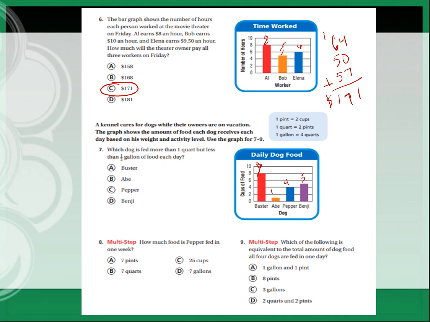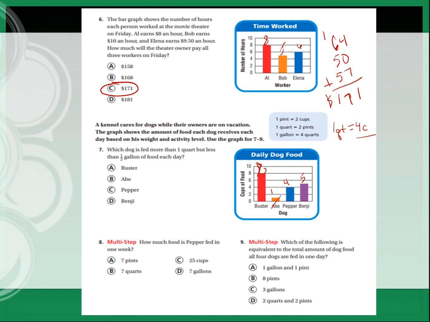So I don't know which one is more than a quart. Well, a quart is 2 pints, so that's going to be 4 cups. So 1 quart equals 4 cups. And my question is, which one gets more than a quart? So which one has more than 4 cups? So Buster, Pepper, and Benji, so Abe is out.